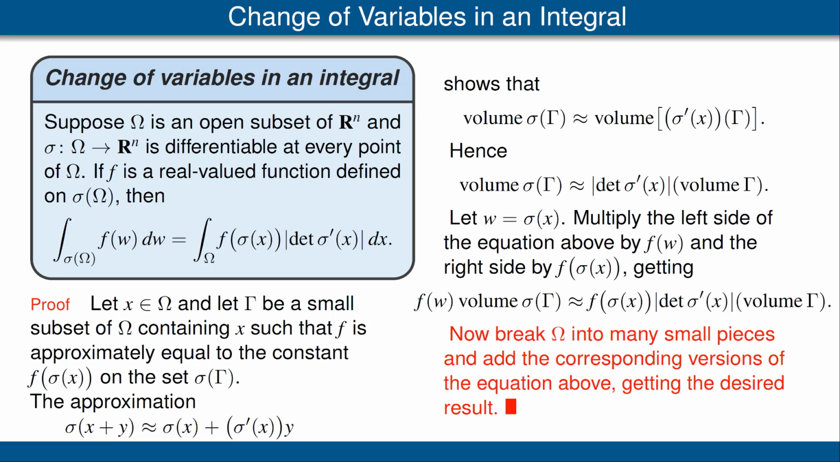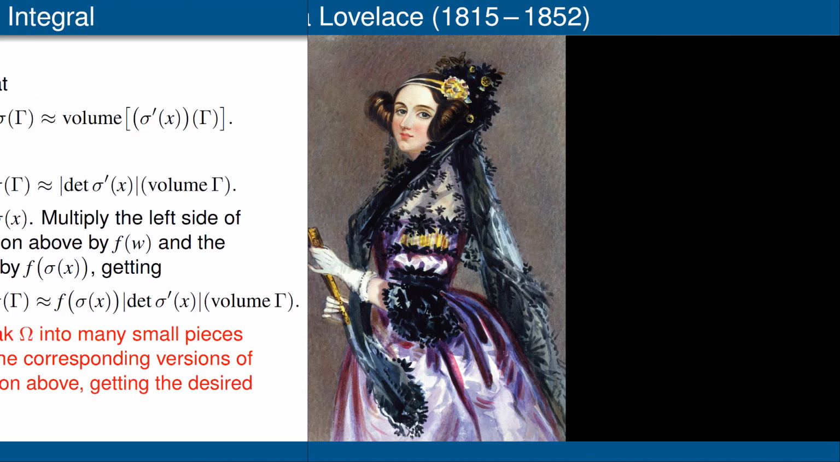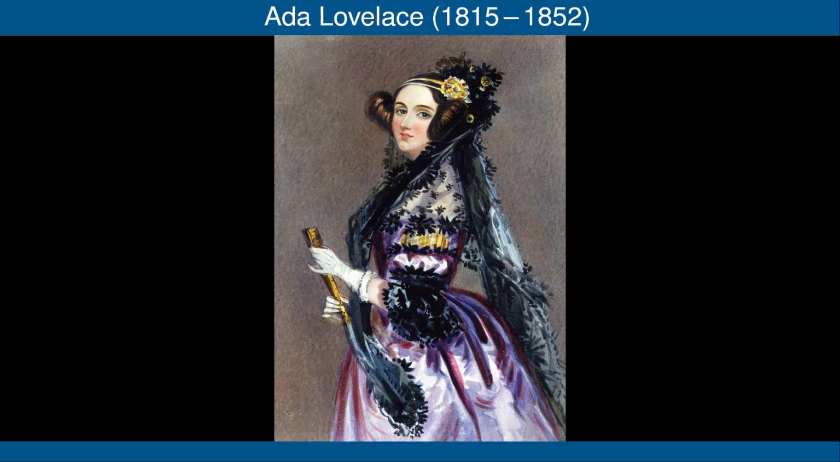You should look in the book to see two nice examples of this change of variables formula. Those two examples are integration in polar coordinates and integration in spherical coordinates. These formulas are useful in computations, so let's wrap up this video with a portrait of Ada Lovelace, who is a pioneering British computer scientist and mathematician from the 1800s.